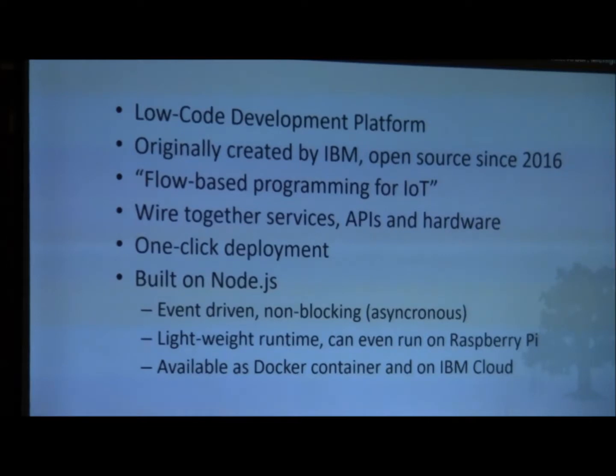So Node-RED is IBM's low-code development platform. It was created by IBM. It was open sourced in 2016. And it's been described as flow-based programming for the Internet of Things. So that was the original idea, to make it easy to create IoT applications. But it has expanded and been adapted to connect to all different kinds of services.